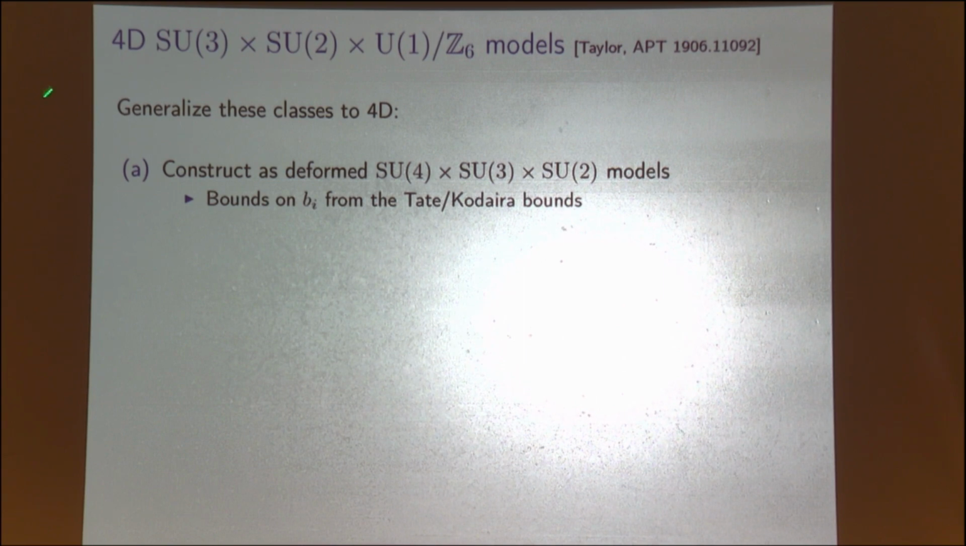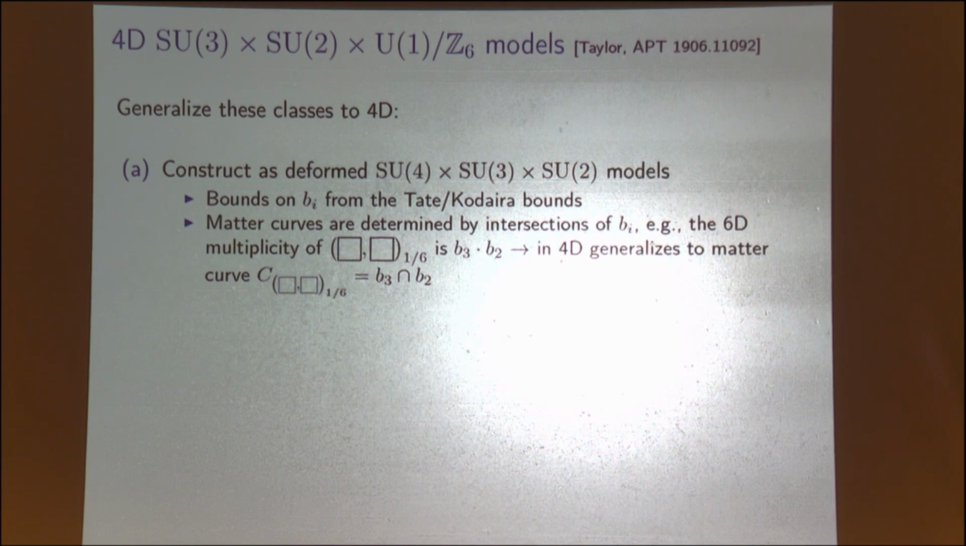And we find bounds coming from F-theory called the Tate and Kodaira bounds on how much these B_i can vary. So we can just enumerate all of the models over a particular base by just running over the full allowed range of B_i. And in this case, the multiplicities are generalized to matter curves.